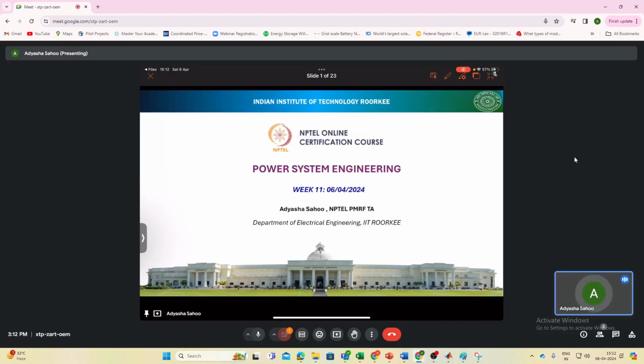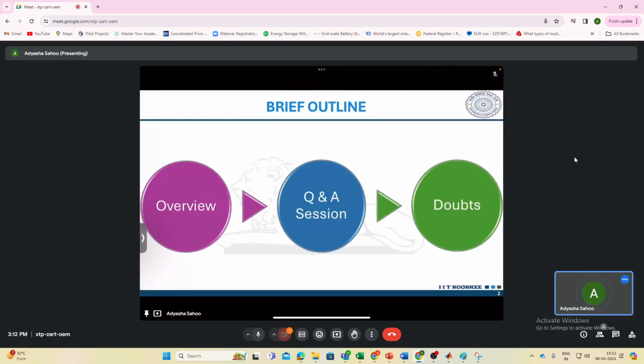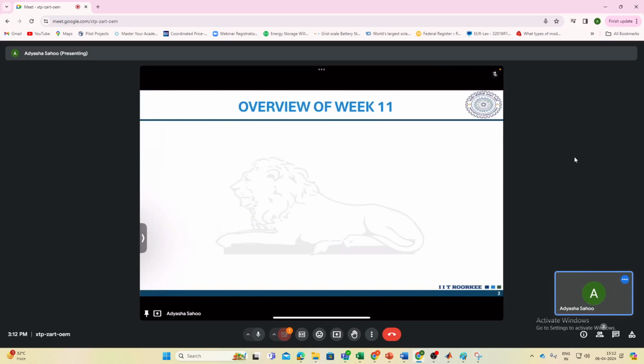Okay, good afternoon, everyone. So, let us start our discussions on the week 11 content. Let us first start with the block diagram when there is no speed governing action.